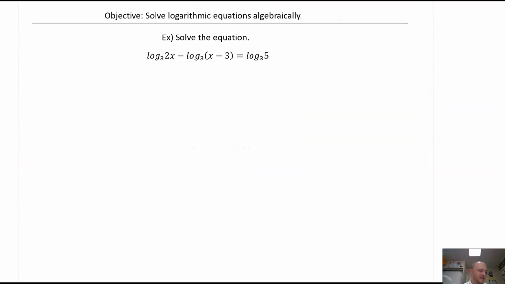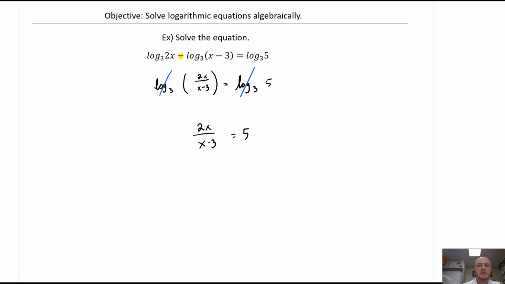So no solution on that example. All right, next example. Here, note, I don't have any coefficients out front, so I don't have to use the power property, but I am subtracting, so I'm going to use the quotient property for logarithms. So this becomes log base 3 of 2x over x minus 3. Step 2, property of equality. I can just get rid of my log base 3. So I have 2x over x minus 3, which is equal to 5.